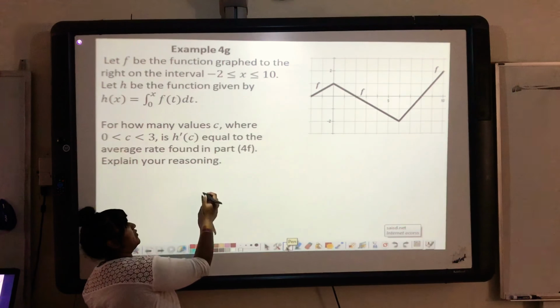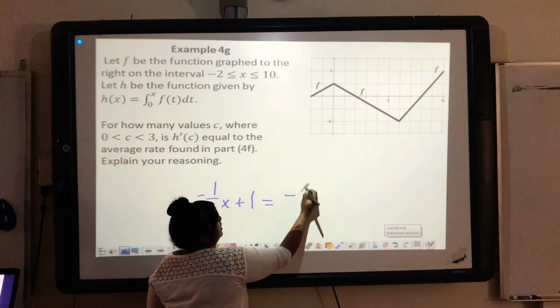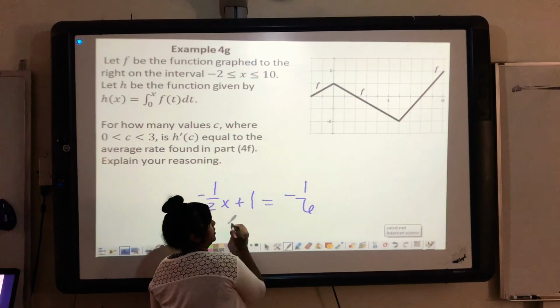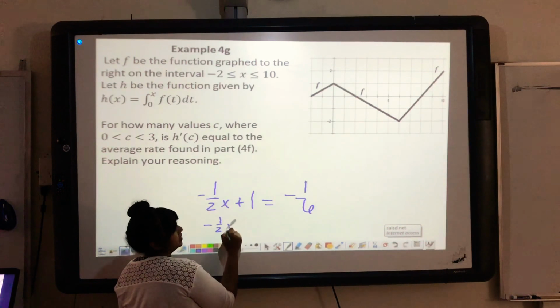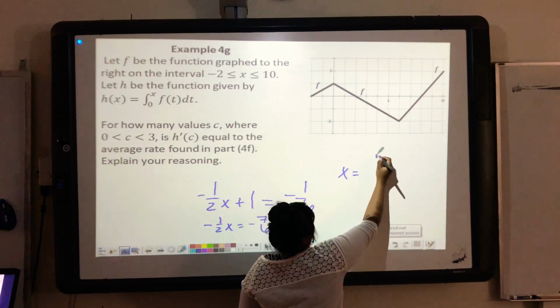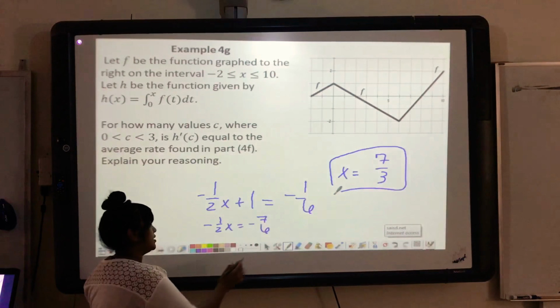And because of that, this problem used that information, so we needed that. I explained the first half of it, so it becomes negative 1/2 x plus 1 equals negative 1/6. So now if I solve for x, I should get negative 1/2 x equals negative 7/6, and then that becomes x equals positive 7/3, which is the more appropriate correct answer.